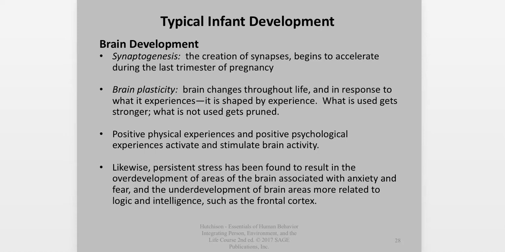Now, at the same time, while you look at those positive ways to activate the child's brain, you also have to consider some of the negatives. Persistent stress in the environment around the child has been found to result in the overdevelopment of areas of the brain associated with anxiety and fear. Very much so, the infant mirrors the emotional makeup or emotional functioning of the parent, the primary caregiver. If you have a mother, for instance, with a high level of stress while she's raising this infant, the infant is going to in some ways absorb that and respond in a similar way.